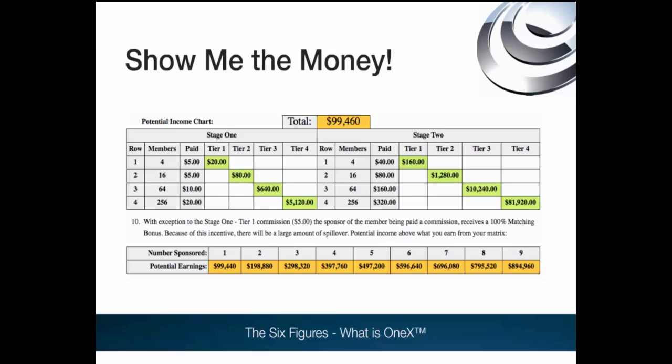Okay, so from a $5 investment, you can turn it into that much money. And guys, it is absolutely possible, but as I said, there is a little bit of work up front. Now, the bottom part of this little compensation plan, you're going to see number sponsored, and it goes from 1 through to 9. It could go from 1 to 20 if you like, but if you can understand that every person that you personally sponsor into this business is also worth $99,460 each to you.